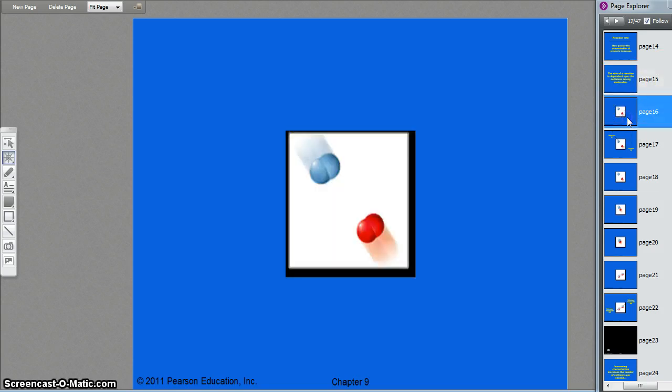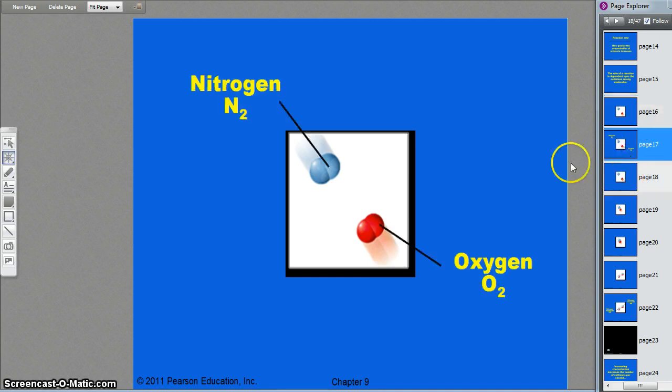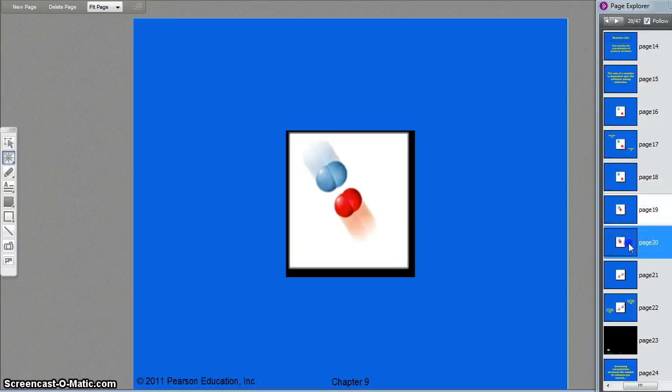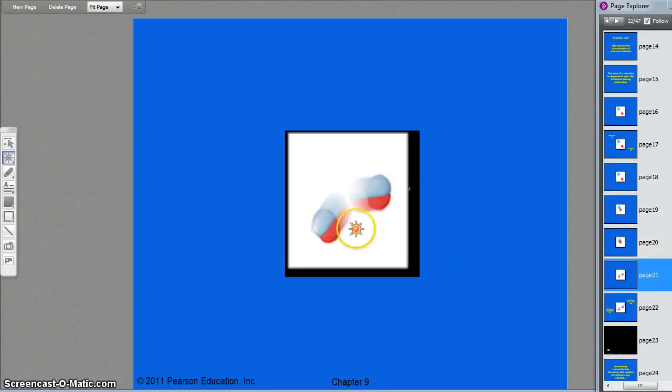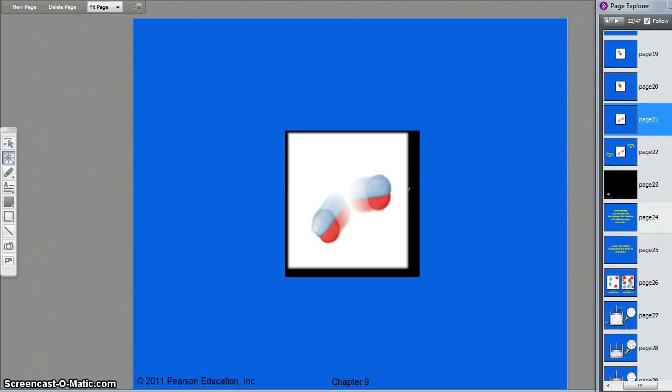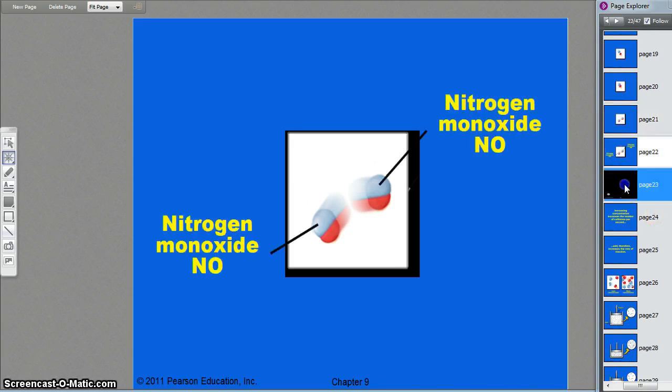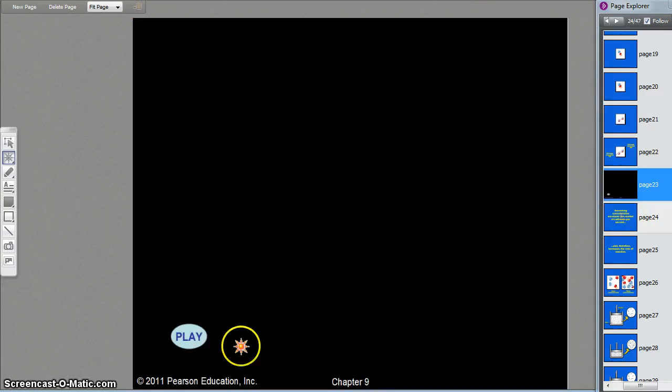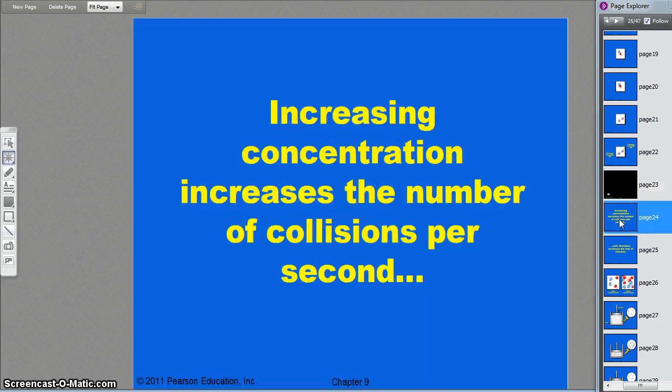Okay. So here you can see two reactant molecules coming together. They have to actually collide in order for the reaction to occur. So increasing the number of collisions will increase the reaction rate. And here you can see a nitrogen molecule and an oxygen molecule, and they are moving closer and closer together until they actually collide, and then they react when they collide and form nitrogen monoxide. Unfortunately, the little video that's supposed to play here doesn't work, and I can't make it work.